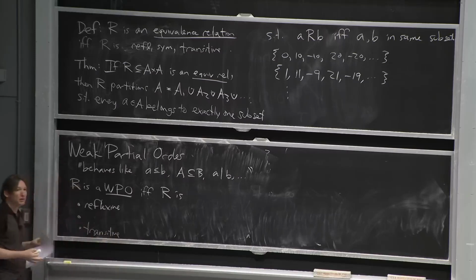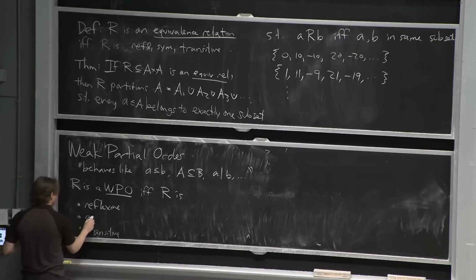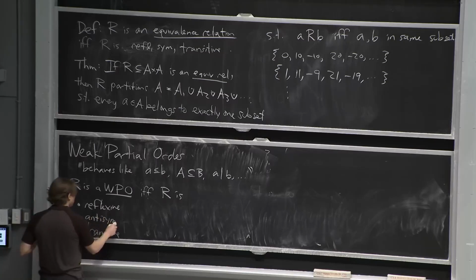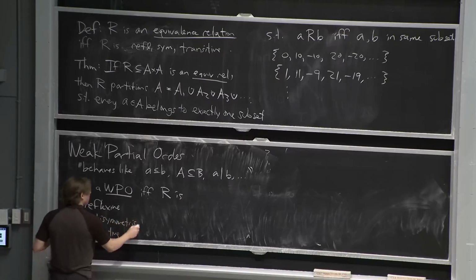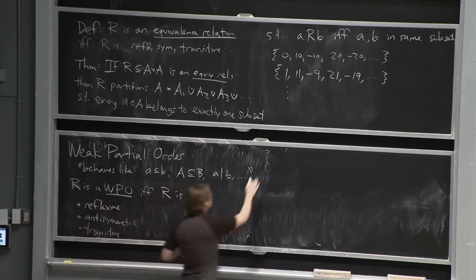So this is looking very similar to the definition of equivalence relation. We're going to make one tweak. Instead of requiring it to be symmetric, we're going to require it to be anti-symmetric, which does not mean not symmetric. It's a different concept. Let's define that.